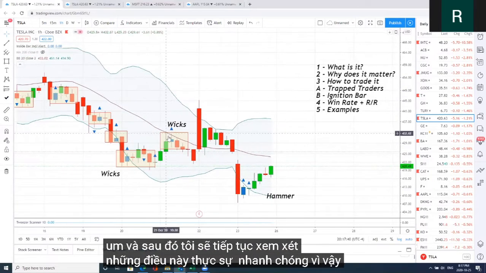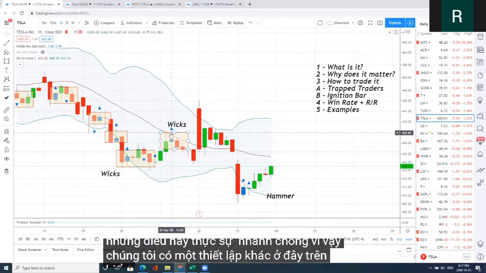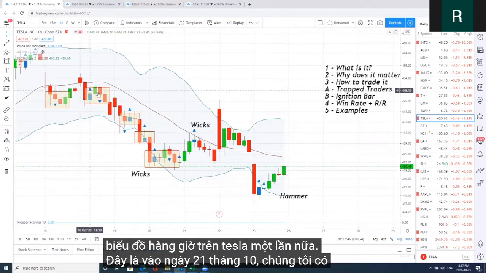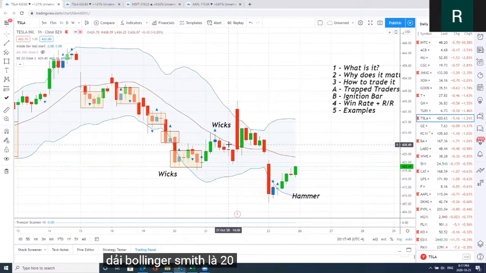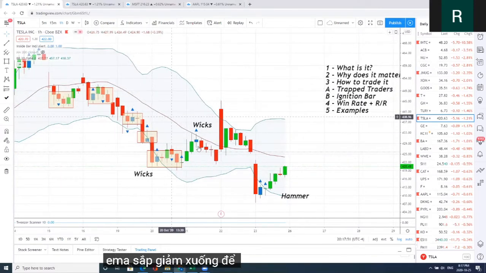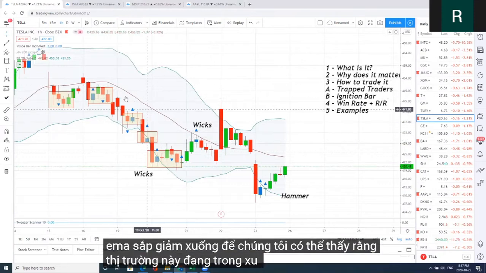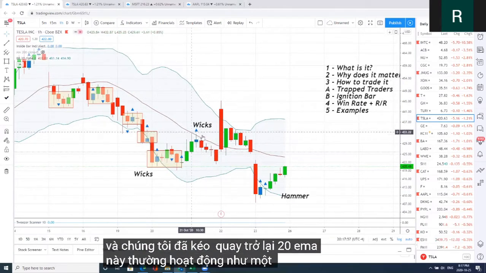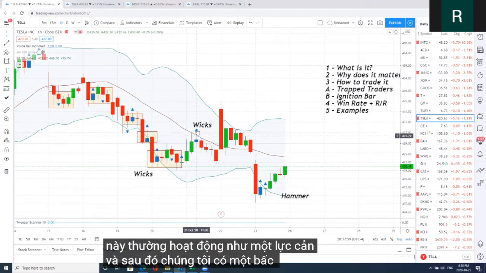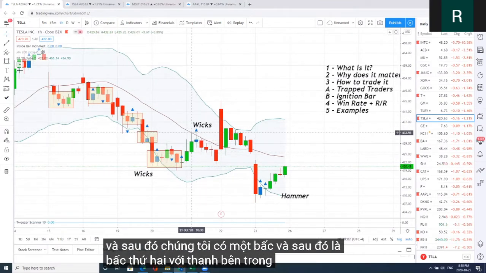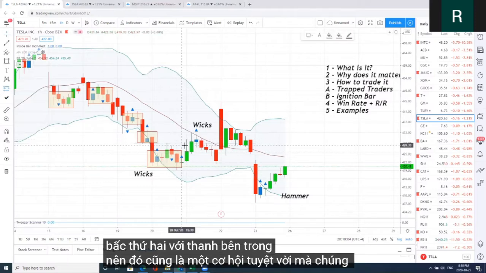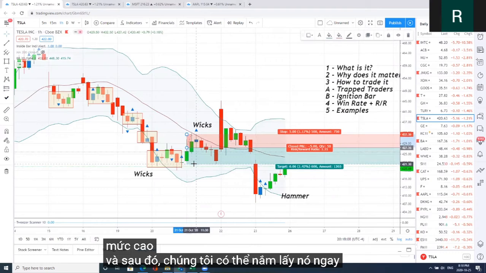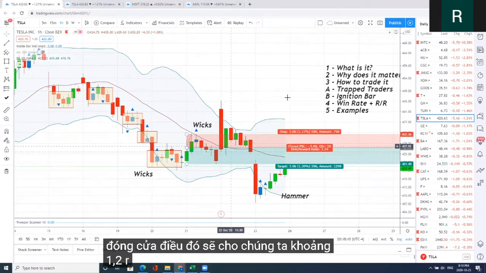So we have another setup here on the hourly chart on Tesla again. This was on the 21st of October. We had this mid Bollinger Band, which is the 20 EMA, coming down. So we could see that this market was in a downtrend, and we pulled back into this 20 EMA, which usually acts as resistance. Then we had one wick and a second wick with an inside bar. So that was also a great opportunity. We short right below the low, stop above the high, and then we could take it right into the close. That would have given us about 1.2R right into the close.